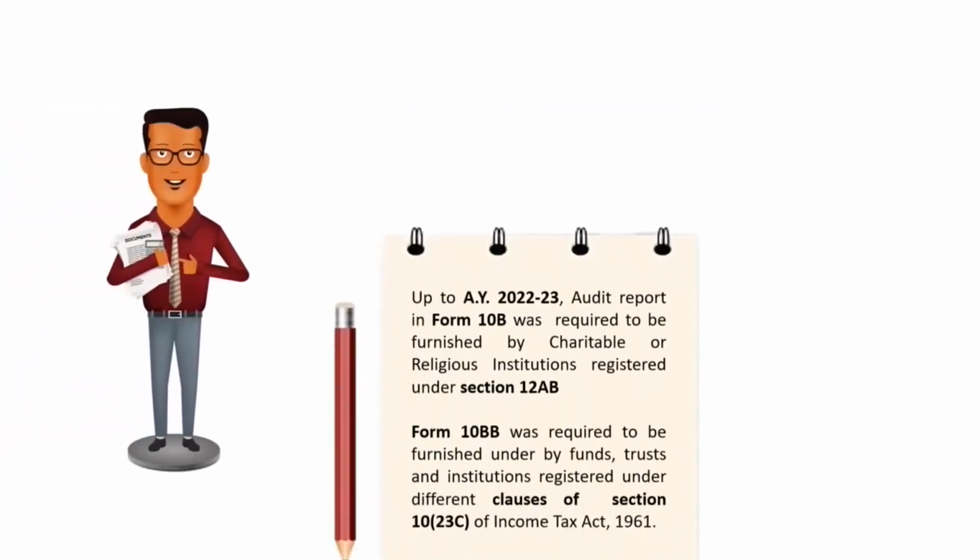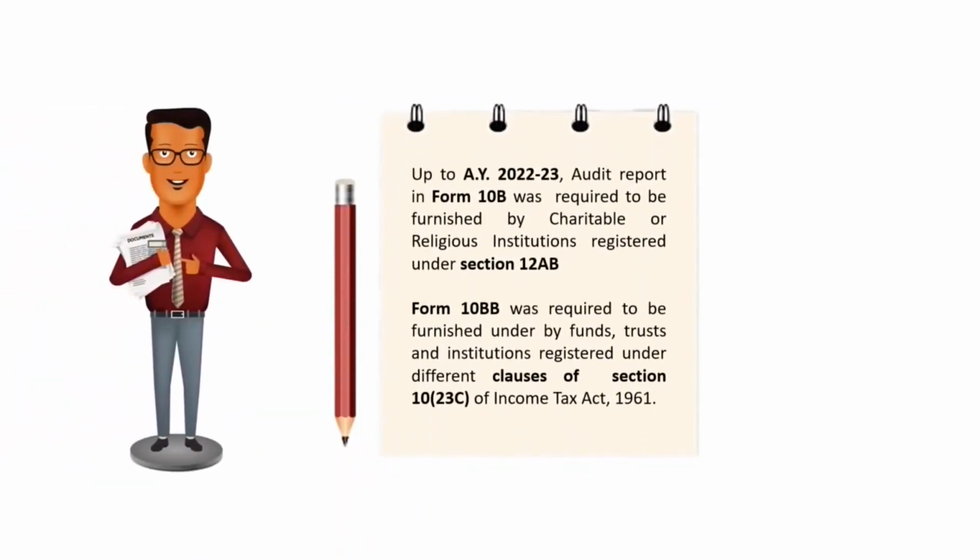However, up to assessment year 22-23, audit report in Form 10B was required to be furnished by those charitable or religious institutions who were registered under Section 12AB of the Income Tax Act, and Form 10BB was required to be furnished by those funds, trusts and institutions who were registered under different clauses of Section 10(23C) of the Income Tax Act.